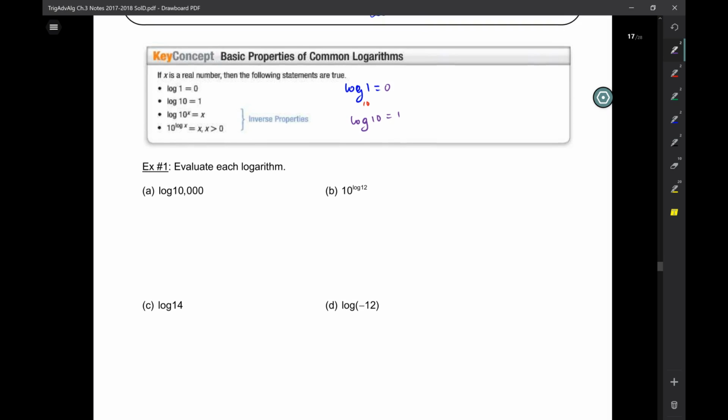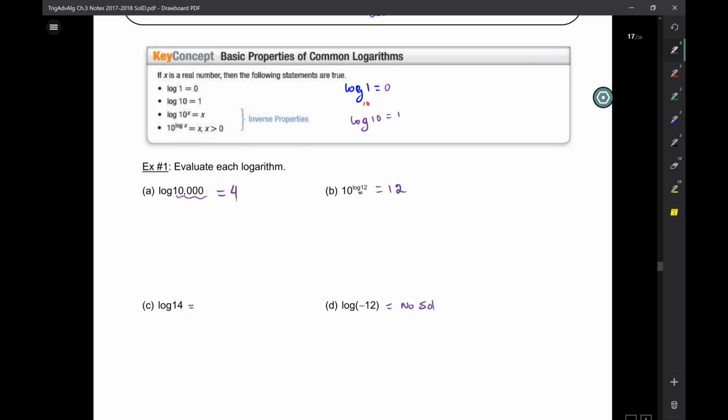All right. So log of 10,000. Okay? So what's the base here? 10. That means what should the exponent be in order for me to get 10,000? 10 to the 4. 4, okay? What about this next one? It's just 12, because the 10 and the log cancel out. What about the next one? Well, you can't do it by hand. Okay, we'll come back to it. What's log of negative 12? No solution.